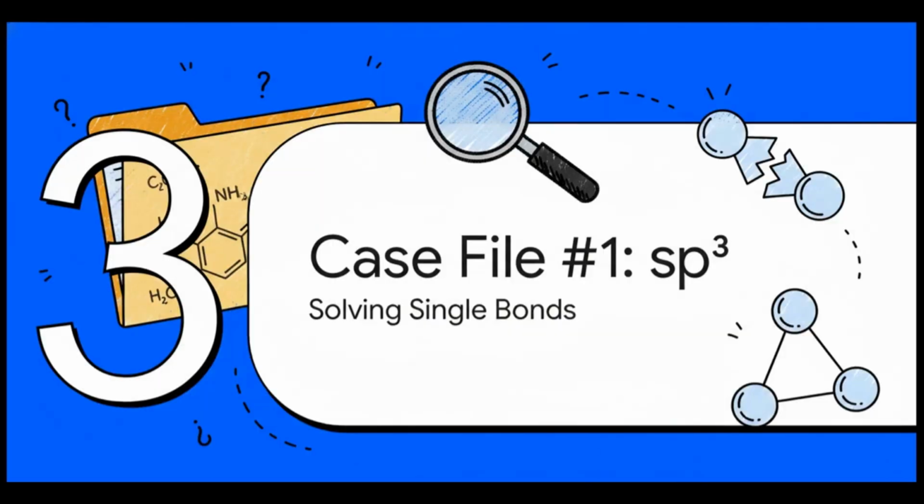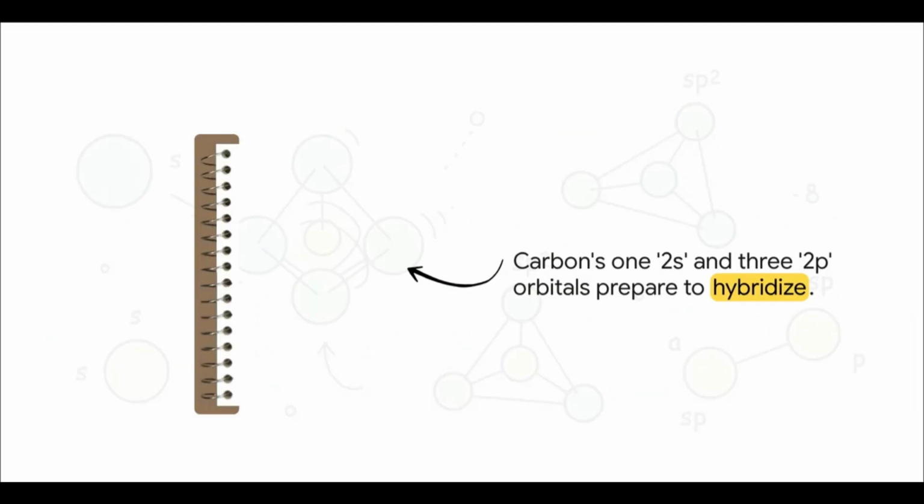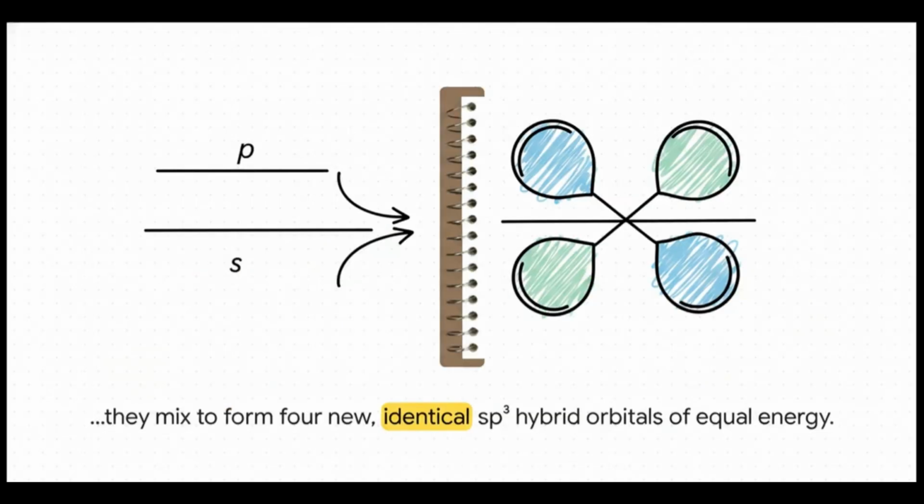Okay, armed with our powerful new theory, let's reopen the case file on methane. Let's see if we can finally crack this thing. So the theory goes like this. Carbon takes its main bonding tools, its outermost orbitals. That's 1 spherical 2s orbital and 3 of those dumbbell-shaped 2p orbitals. And as you can see, they all start at slightly different energy levels. And then it just blends them all together.